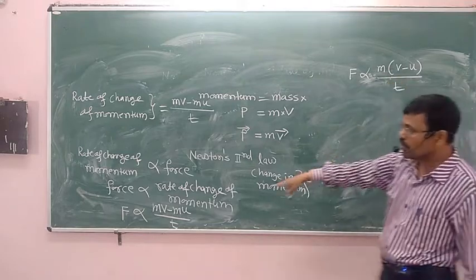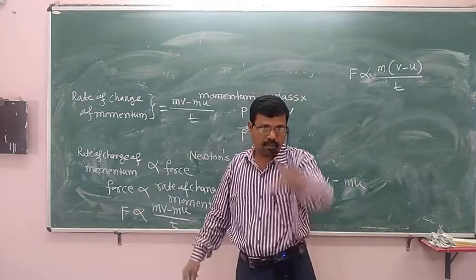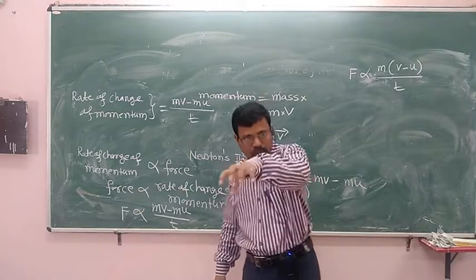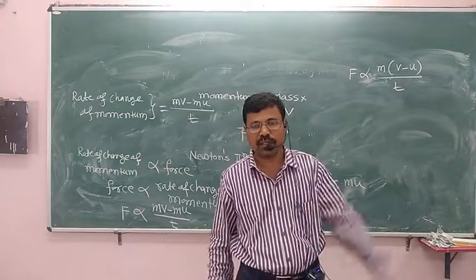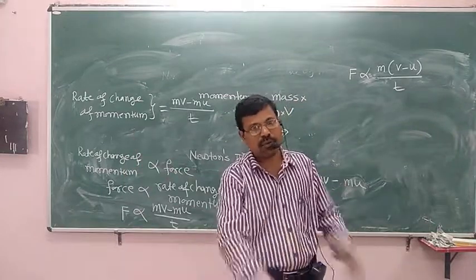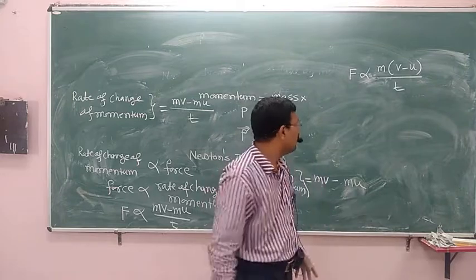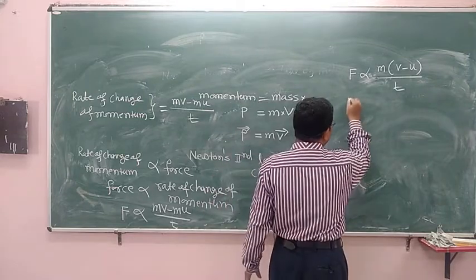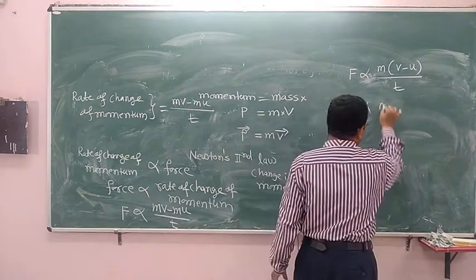M is taken common here. M is the mass of the body. Mass remains the same. Only the velocity changes as the force applied on the body changes. Greater the force, greater the velocity. Okay. F is proportional to m.